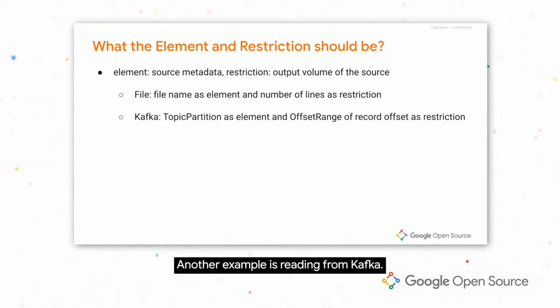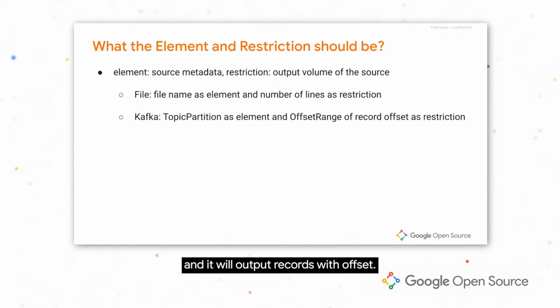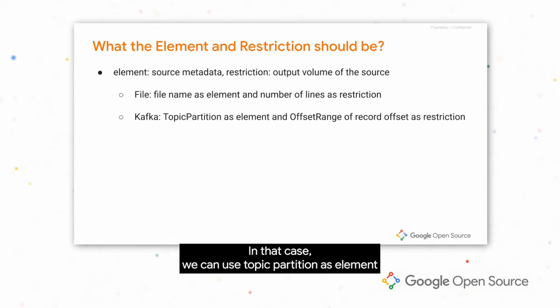Another example is reading from Kafka. We know that Kafka usually reads from topic partitions, and it will output records with offsets. In that case, we can use the topic partition as the element, and we can also use an offset range from 0 to infinity to describe the total workload for that topic and partition.